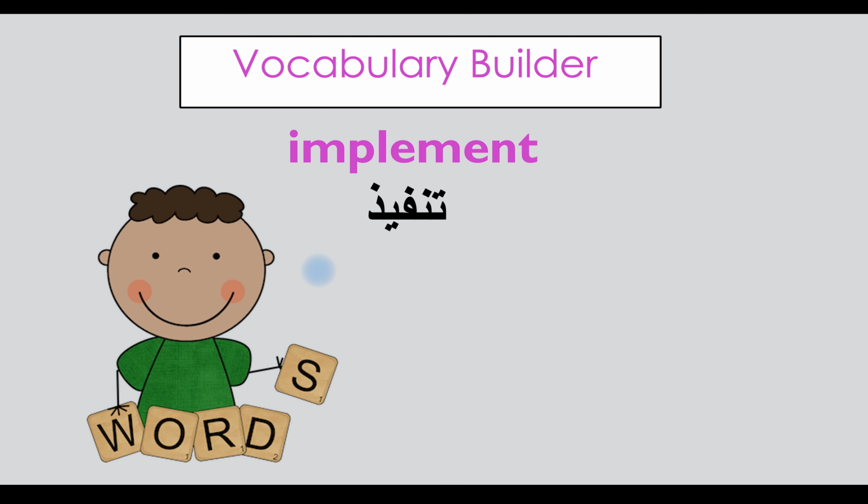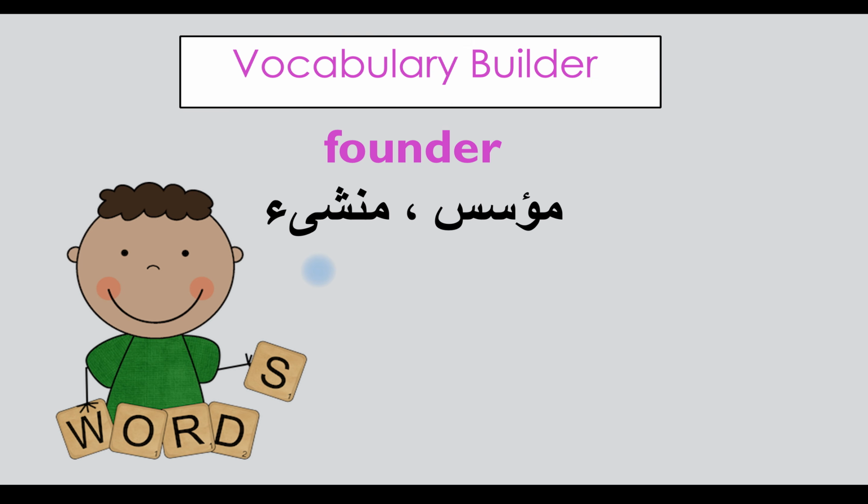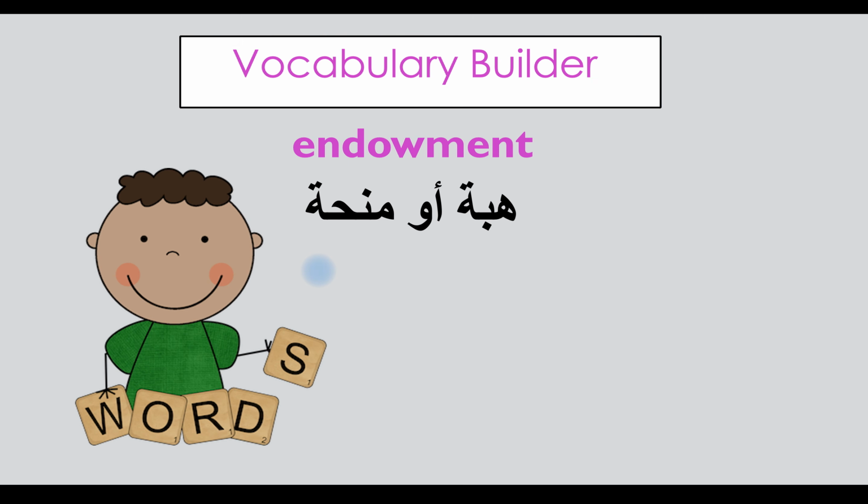Now the next one is implement. To implement something is to put it in practice or to make changes. And that one is the founder. When I say, for example, King Abdulaziz is the founder of Saudi Arabia, he's the person who established Saudi Arabia. So founder. Endowment. This is the amount of money usually given to an organization or to a charity group or to a project. Endowment.